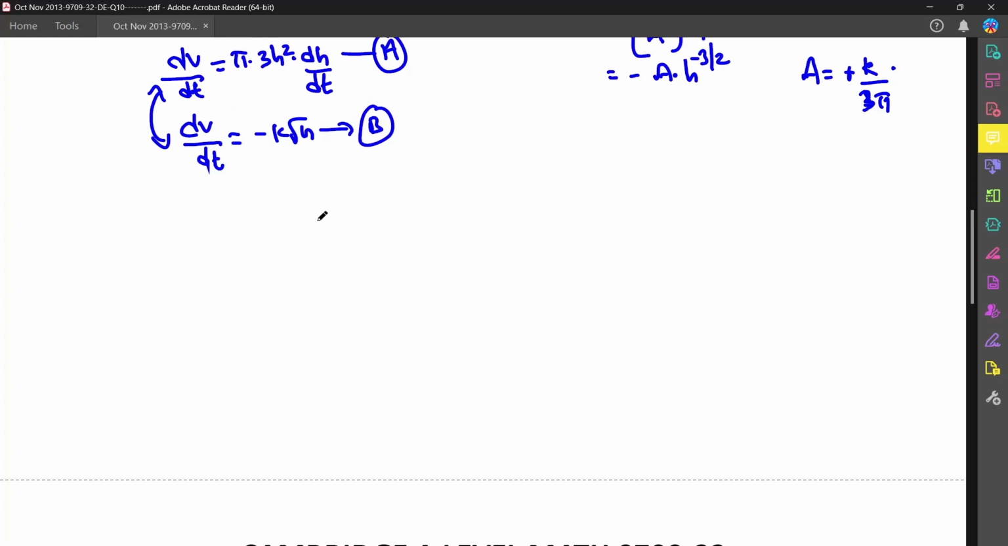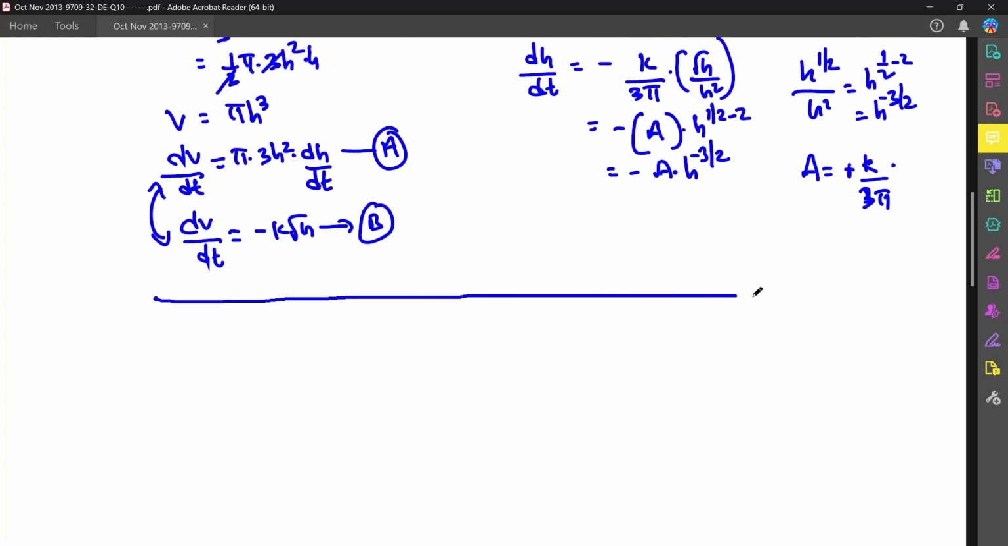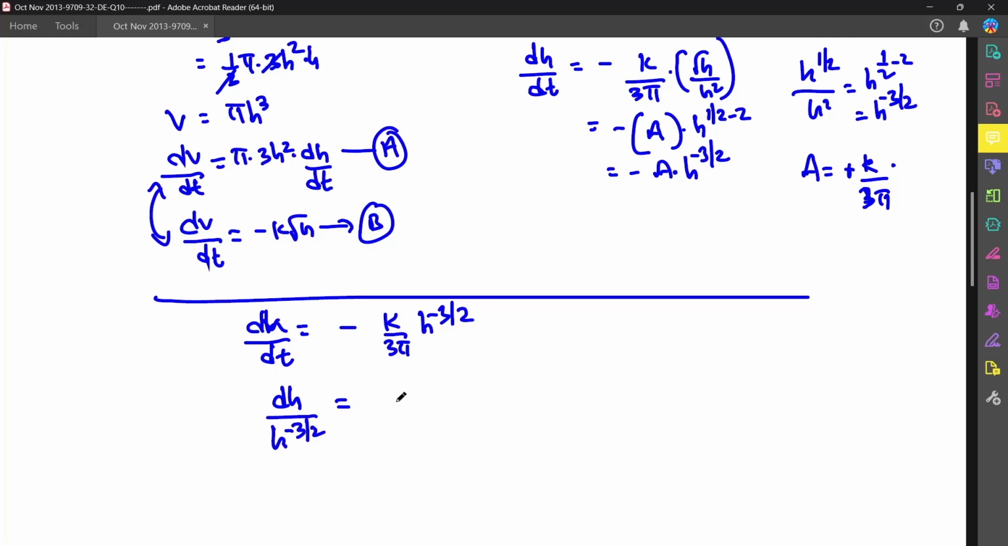So we got the differential equation dh by dt equals, now use the exact value of a, which is k by 3 pi, h to the power minus 3 by 2. Before you integrate, we need to separate the variables. So let's bring the h power minus 3 by 2 to the other side. We get dh by h power minus 3 by 2 equals minus k by 3 pi times dt.